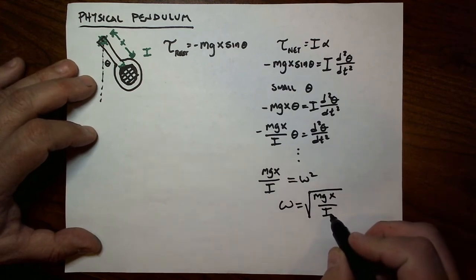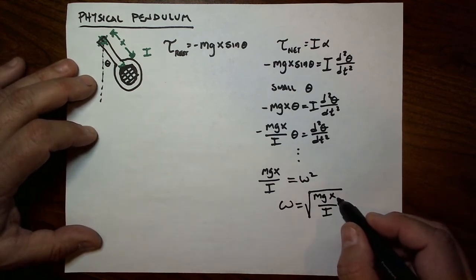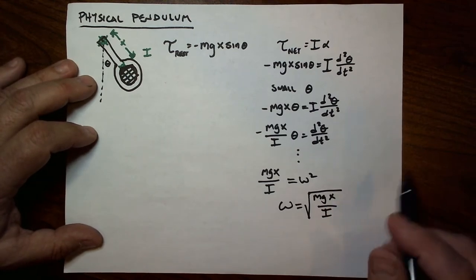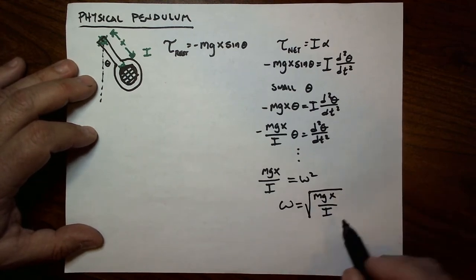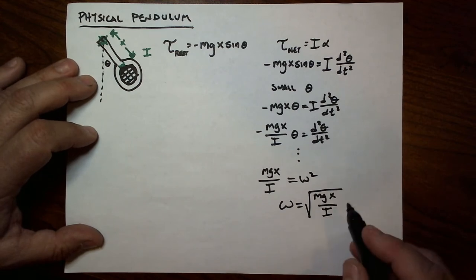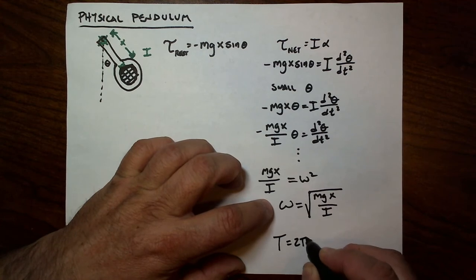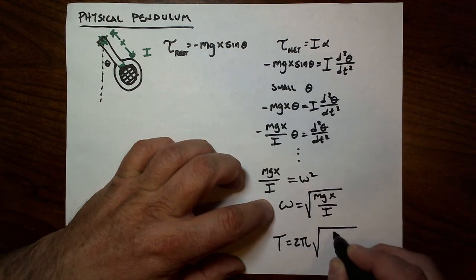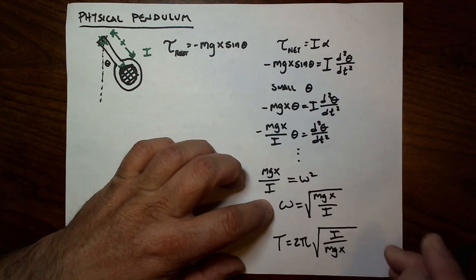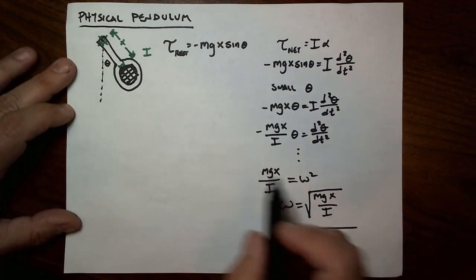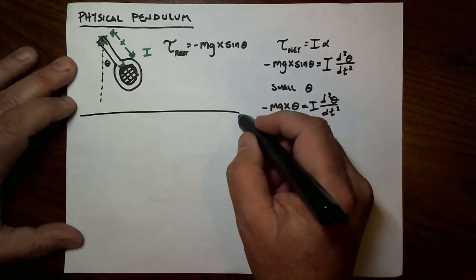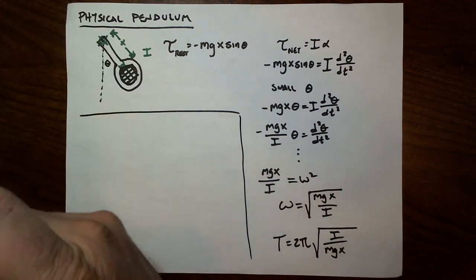Slightly different bunch of things we have to measure. We have to know the distance between the center of mass and our pivot point, so we need to know where the center of mass is. We need to know the weight of the object, and we need to know its moment of inertia. This, of course, means that the period of this oscillation would be 2 pi times the square root of I divided by mgx.